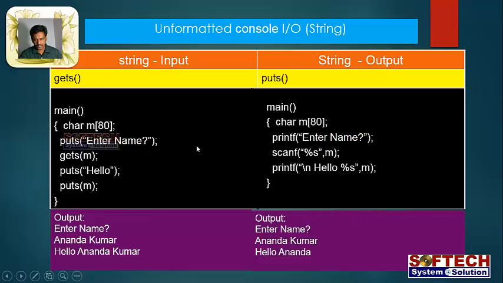Puts only displays the string on a single line. Printf displays the line. The cursor waits to accept the input in the same line. This is a typo. The correct one is enter name, then the cursor waits here. If we enter Ananda Kumar, the Ananda Kumar is displayed on the same line. Then we press the enter key. This is the input. So after it, printf hello %m displays hello Ananda only. It does not display hello Ananda Kumar. I display Ananda. But in this case I display hello Ananda Kumar.